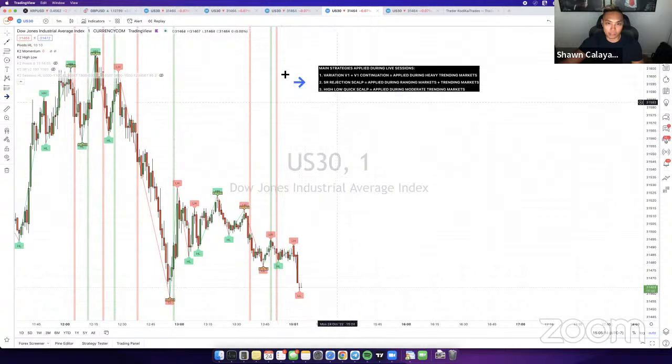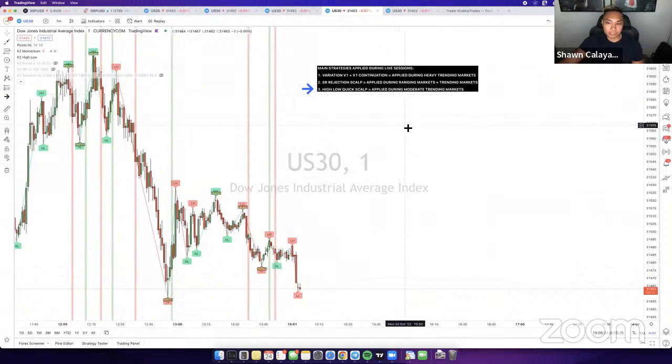SR rejection scalp. When price is going heavy trending, we'll look at variations, V1 continuations. When price is moving moderate, but it's still ranging sometimes, we use the high-low quick scalp. So this is all you really need. If you can focus on these 3 strategies here and master them, which are not that difficult, it can be the game changer for you guys finding that consistency.